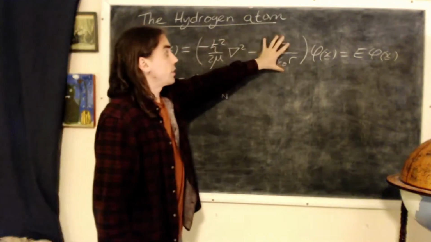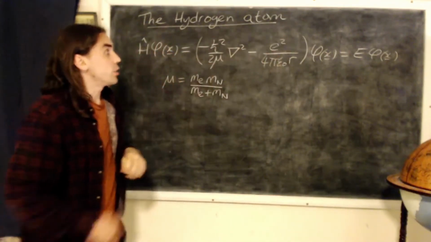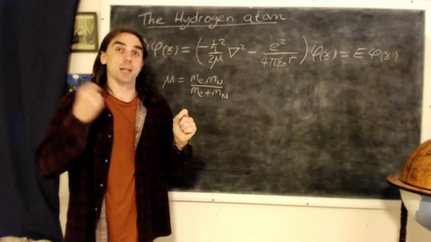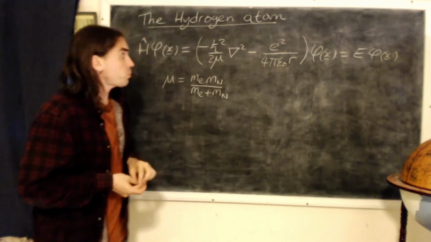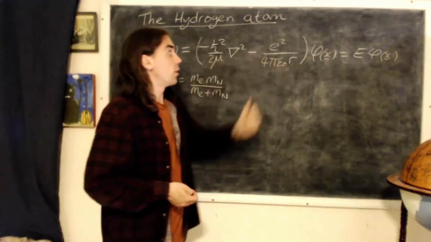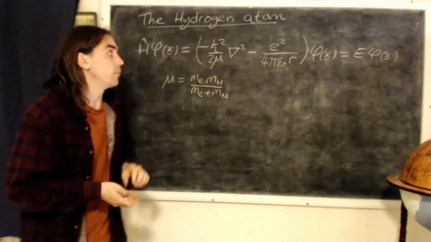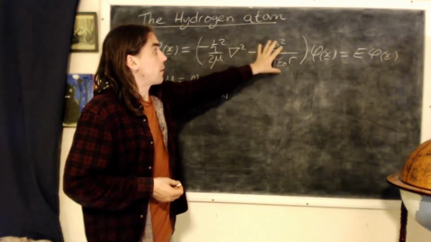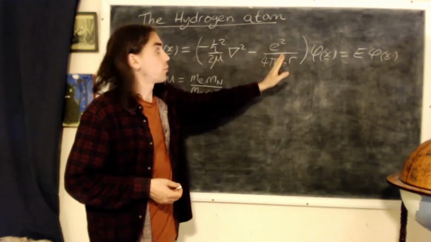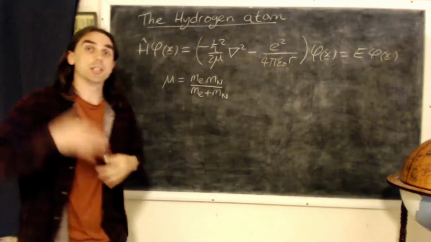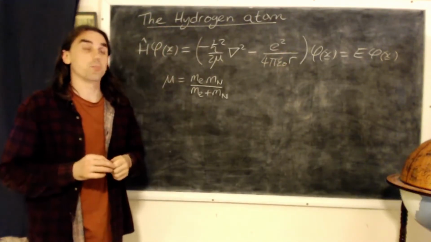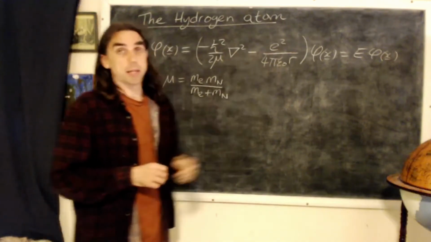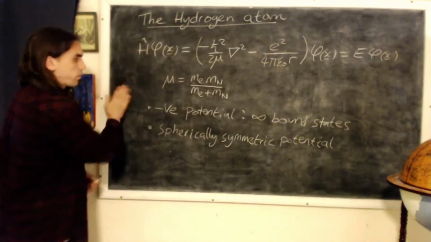The potential energy term is due to the electrostatic attraction between the electron and the nucleus. So it's describing the behavior of the electron in the hydrogen atom. We can see that we have bound states. We have negative potential for all values of r, so we have an infinite set of bound states in this system. And we have a spherically symmetric potential. So let's write those two things down.